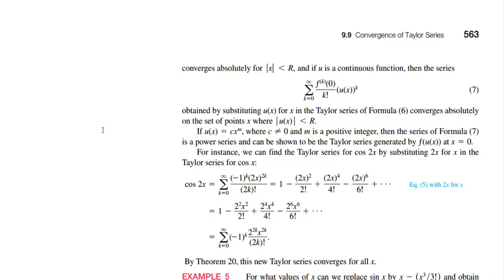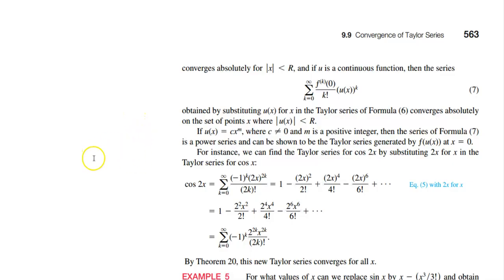And if u is a continuous function, then the series, the sum of all k from 0 to infinity of the kth derivative of f at 0 over k factorial times u of x to the k power, obtained by substituting u of x for x in the Taylor series of Formula 6, converges absolutely on the set of points x where the absolute value of u of x is less than r. If u of x equals cx to the m, where c does not equal 0 and m is a positive integer, then the series of Formula 7 is a power series and can be shown to be the Taylor series generated by f of u of x at x equals 0.